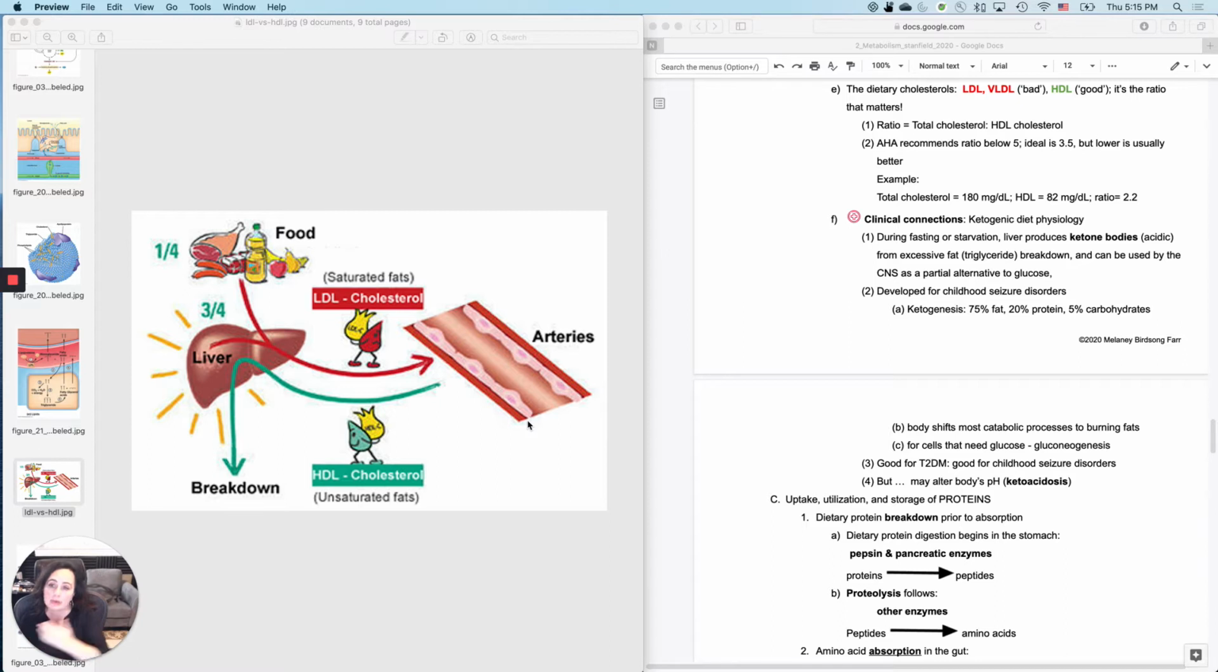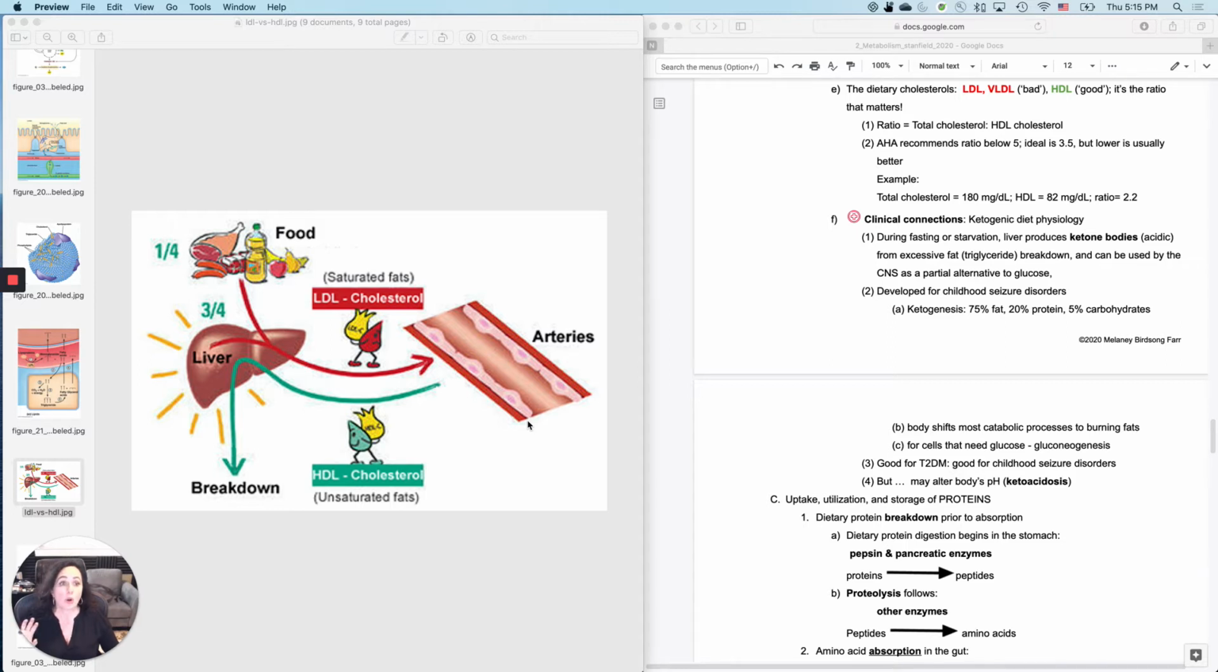So where do you get most of your LDLs? You get them primarily from saturated fats, not exclusively animal fats, but that's a really good way to get them. And your HDL cholesterols you can get from unsaturated fats, but another really, really great way to increase your HDL cholesterol is exercise. Cardiovascular exercise increases your HDL.